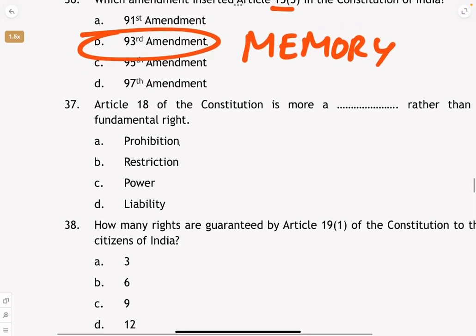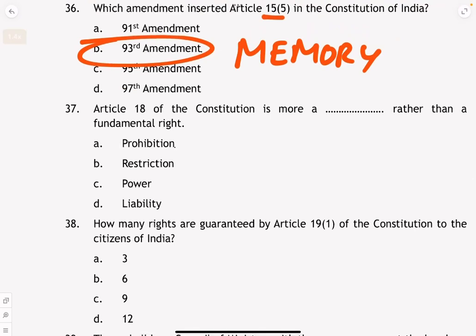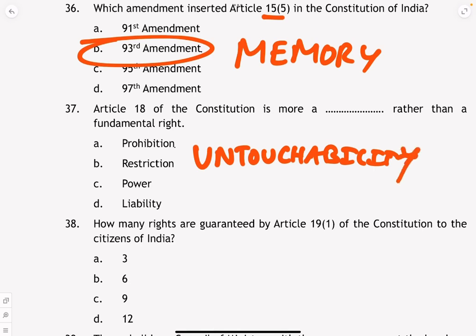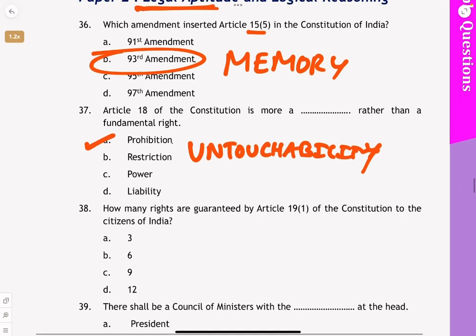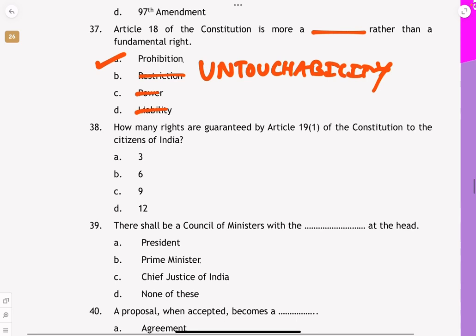Article 18 of the Constitution is more of a dash rather than a fundamental right. So Article 18 talks about untouchability. That is the first thing we should know, right? So untouchability after independence was seen as a primitive concept and it is completely prohibited. So is it what? Dash. It is a prohibition. It's not a restriction, power or liability, but it is a complete prohibition. You can't treat people with untouchability.